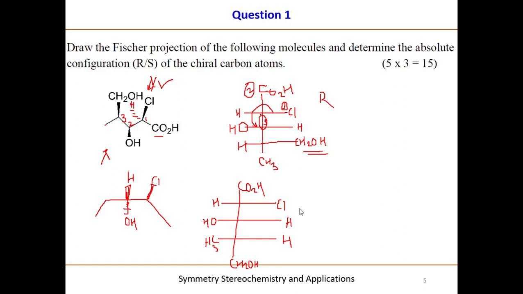Then for the second carbon, the hydroxy group will be given first priority. Then second priority will be given to the whole group, this, and the third one is this one. So it will move in the clockwise direction. Clockwise direction means it's the R configuration, but because the least priority group is present on the horizontal line, it will become S.